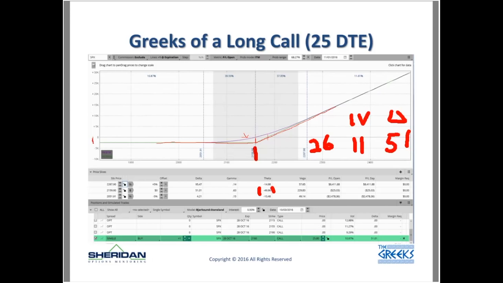Is there a lot of volatility risk for long call buyers in the market right now? No, right? I mean, volatility risk, not a lot.